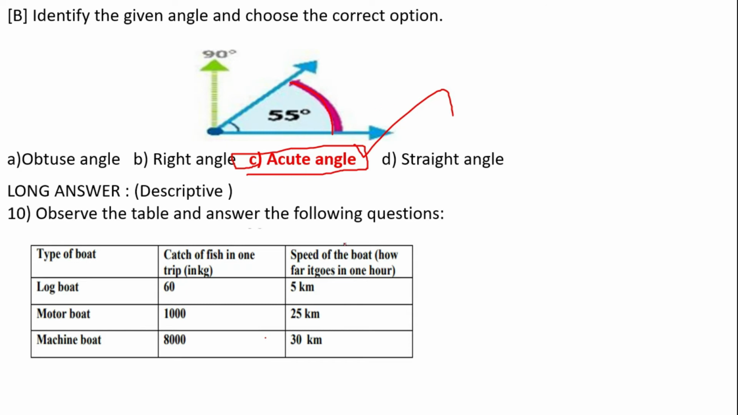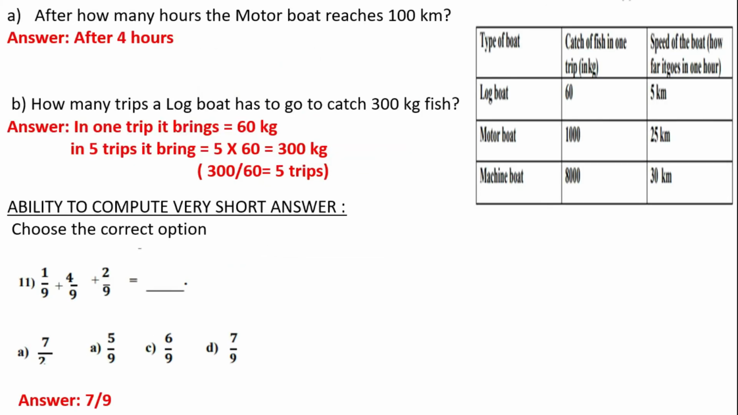Observe the table and answer the following question. Here some information is given in the table about the boats: long boat, motor boat, machine boat. Now we can see the questions and the answers for this.